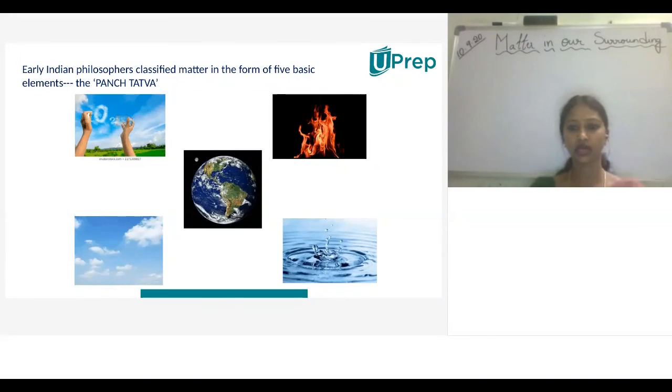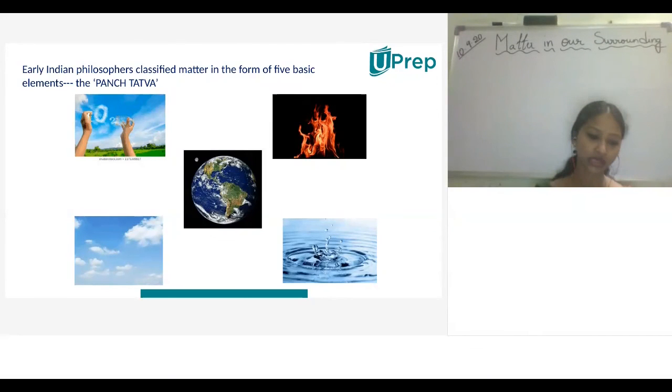According to the earlier Indian philosophers, they classified matter into 5 main basic elements, which they called Panch Tatva. The Panch Tatva is nothing but air, earth, fire, sky, and water. Before the word matter was used, they classified substances into all these 5 categories in the entire universe.